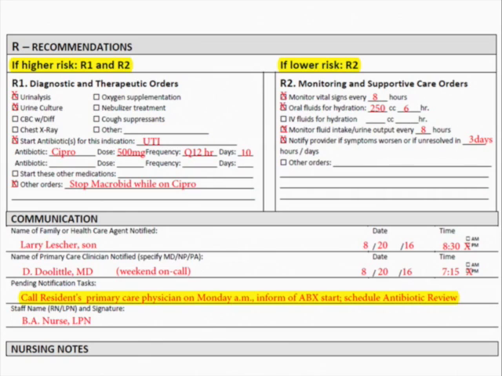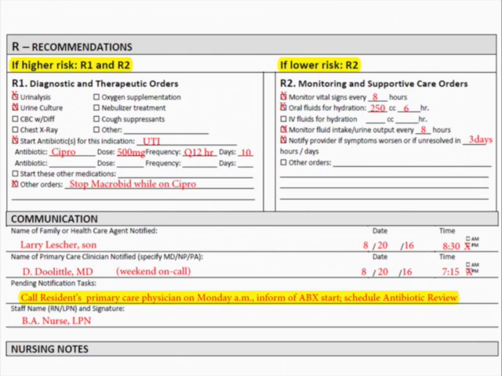R1 is for residents deemed to be at a higher risk for infection. It includes recommended orders the provider may give when the staff call to update them on the resident's change in condition with a higher risk of infection. In our example, the provider ordered a urinalysis with culture and sensitivities if indicated, Cipro 500 milligrams every 12 hours for 10 days for a UTI, and to discontinue the Macrobid while on Cipro.